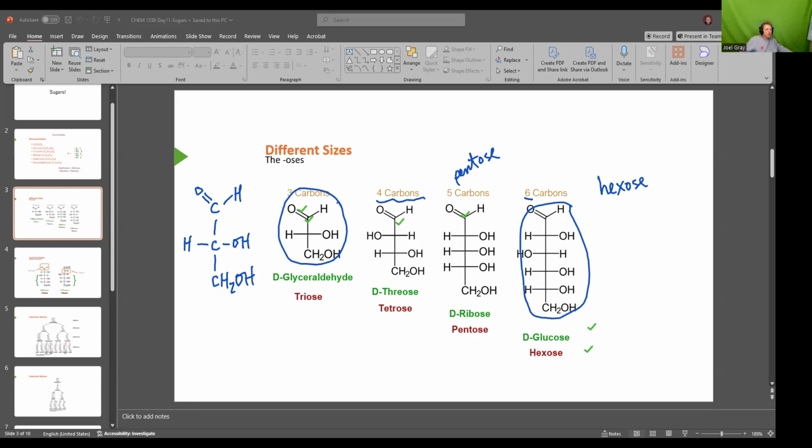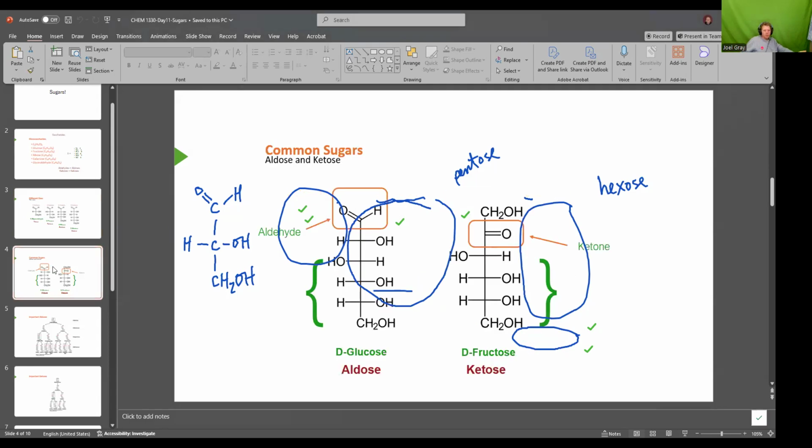Three carbons would be a triose. So if I ask you a question where I show one of these sugars and I ask you, what is this? Well, one thing that it is, is a triose here. I'm not going to ask you for the common names of these sugars, except for this one right here, glucose.